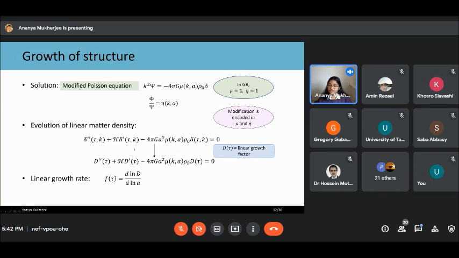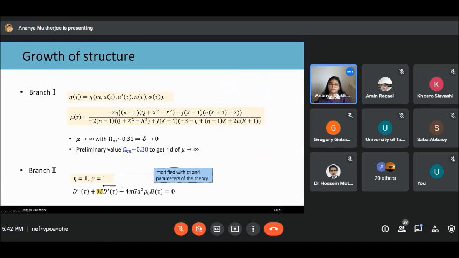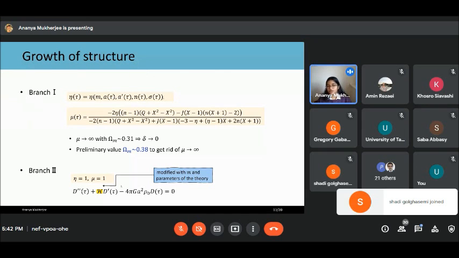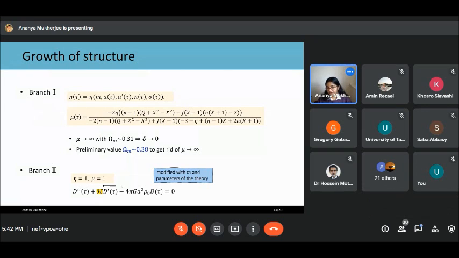The growth rate equation, the evolution equation, we can write in terms of the growth factor, and taking the derivative of the growth factor, we have another interesting quantity, the growth rate f of tau. So this is our result. In branch 1, we have a large expression for mu and eta in terms of the massive graviton, scale factor, and the quasi-dilaton field.